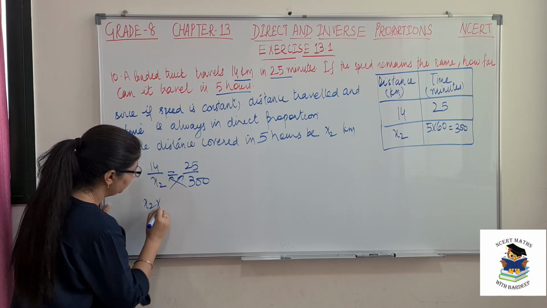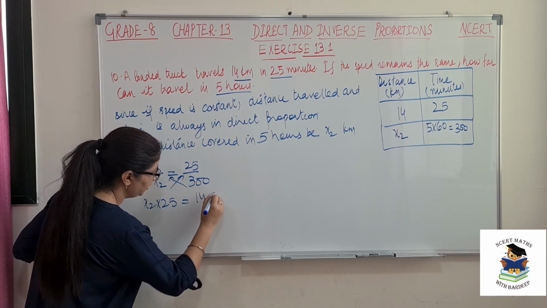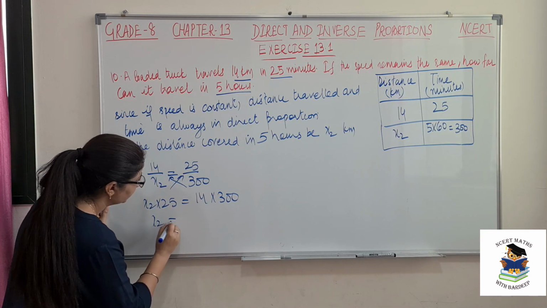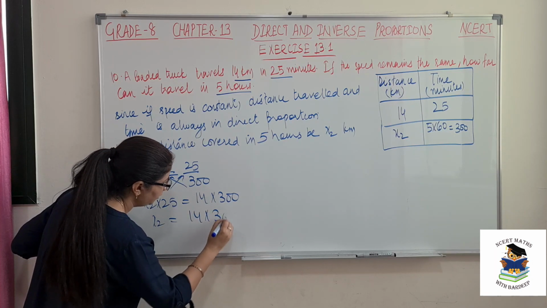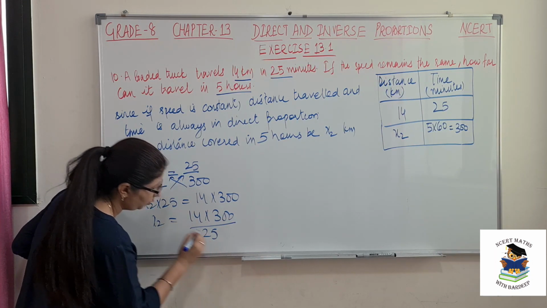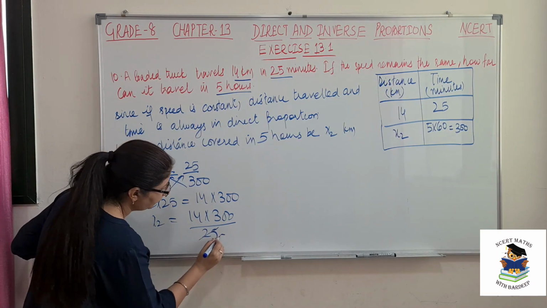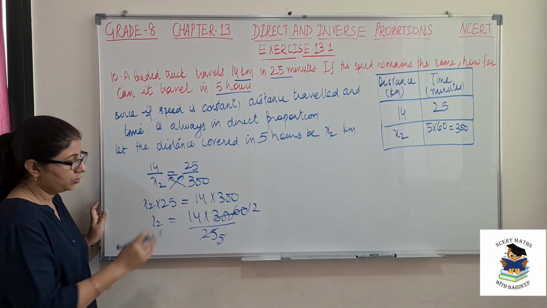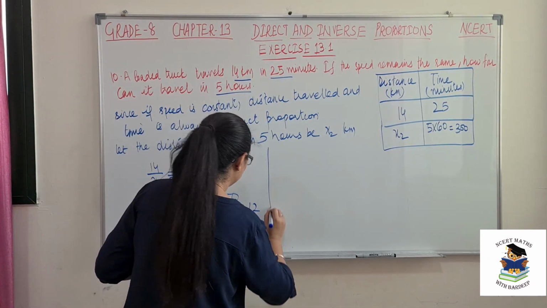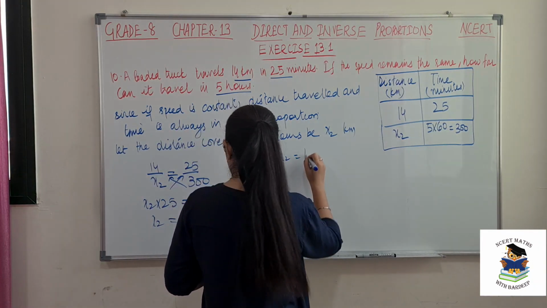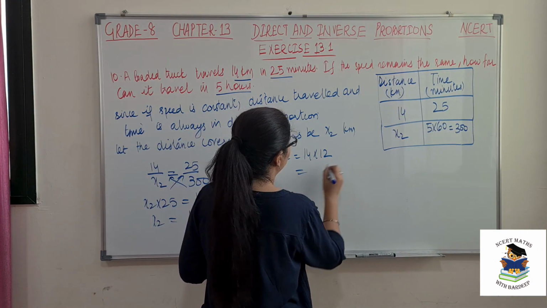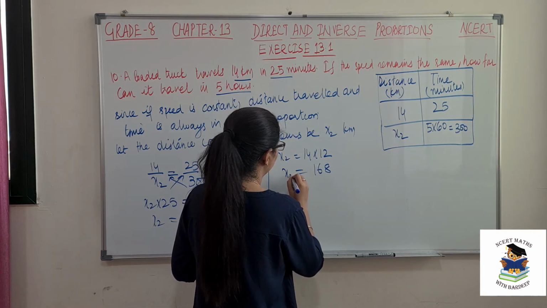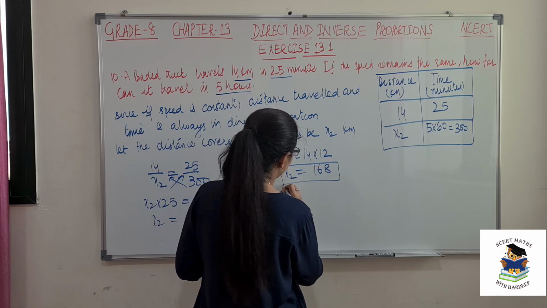So x2 into 25 is equal to 14 into 300. So what is x2? This is 14 into 300 over 25. Okay. So 5 5s are 25. So this is 60 and then 12. So 14 into 12. What is x2 then? This is 14 multiplied by 12. 12 4s are 48. 4, 12 and 4 is 116. So x2 is equal to 168.